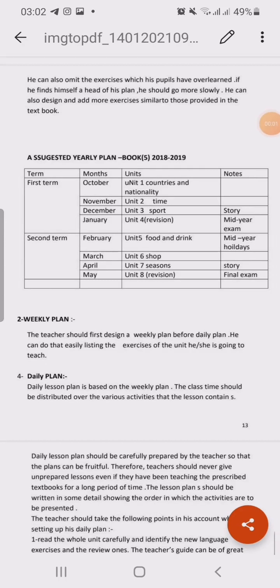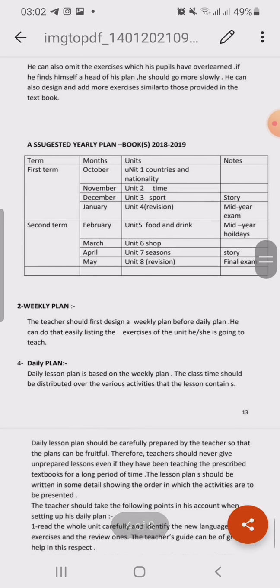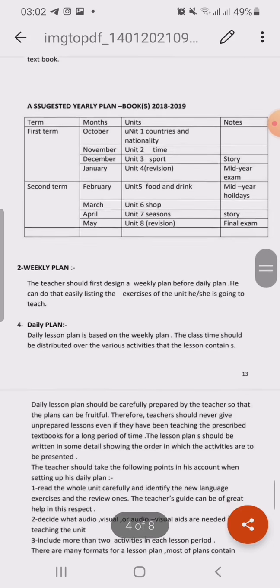A suggested yearly plan, Book 5, 2018-2019. Term, the first term, October, November, December and January, the months. Units: Unit 1, countries and nationality; Unit 2, time; Unit 3, sport; and Unit 4, revision of all the above units. Notes: story is being given on Unit 3 and mid-year exam on the second half of January.